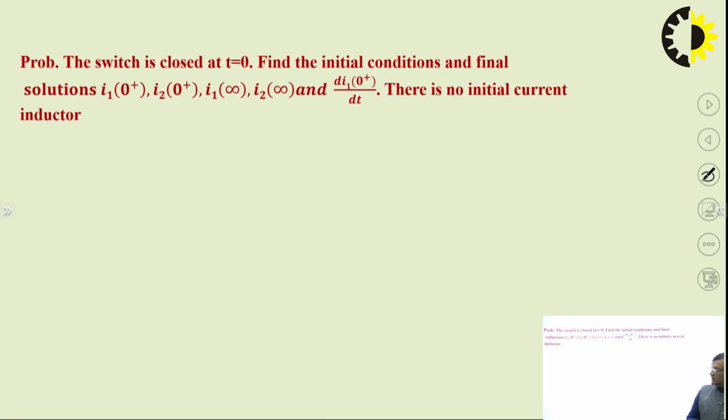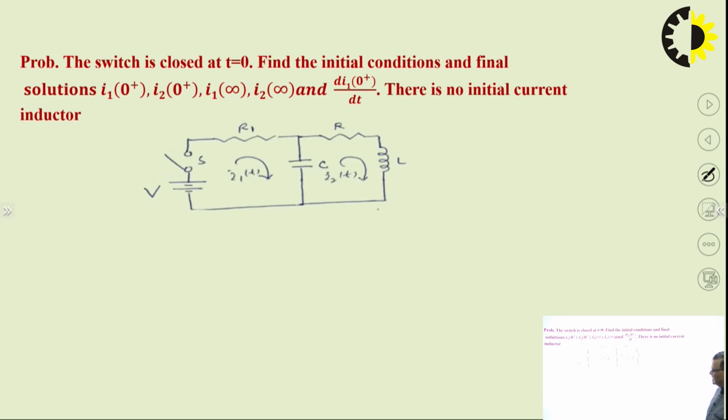This is another problem. The switch is closed at t is equal to 0. Find the initial conditions and final I1, I2, I1 infinity, I2 infinity, and the first derivative of I1(0 plus) upon dt. And it is given there is no initial current through the inductor. So this is the circuit consisting of R, L and C.